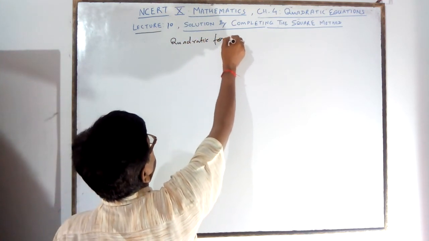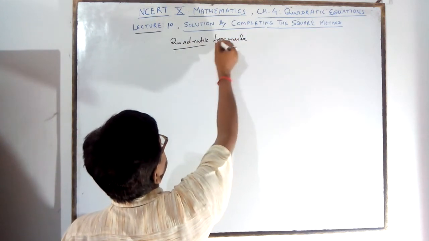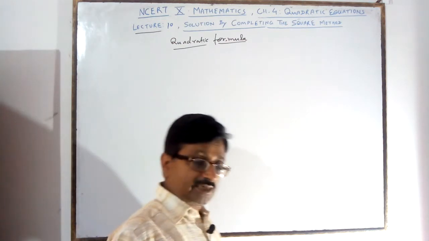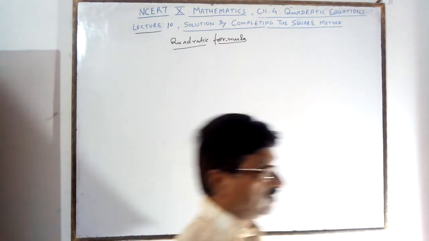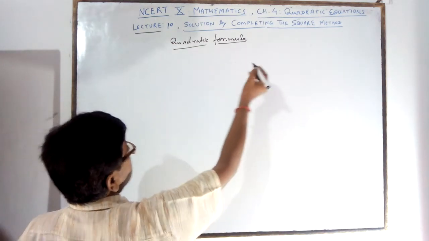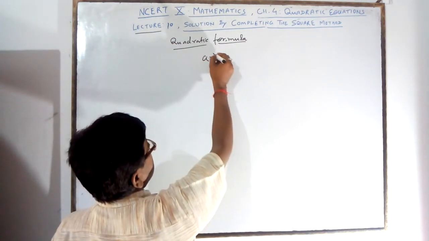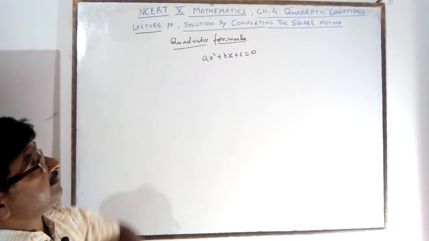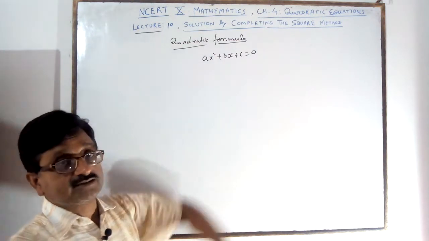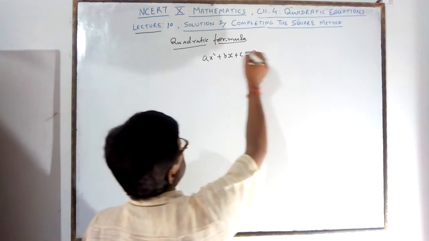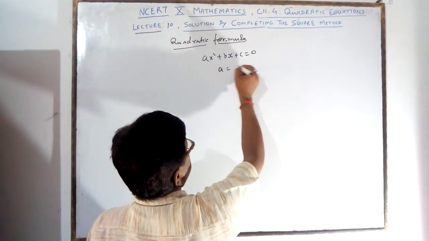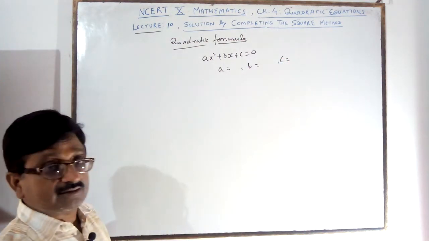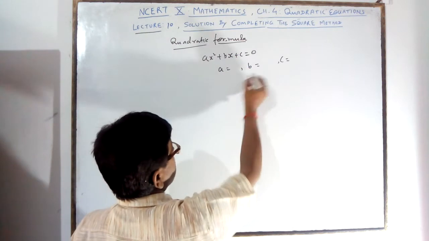The quadratic formula is also known as the Sridharacharya formula. So, if a standard equation ax square plus bx plus c is equal to 0 is given, then its roots are as follows, where a, b and c are constant real values.